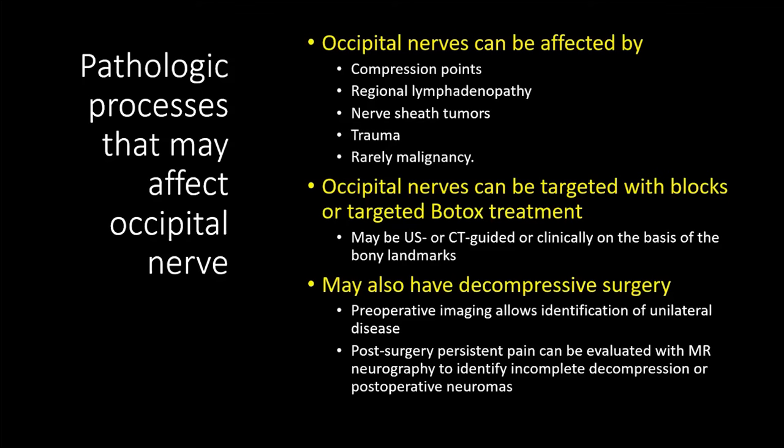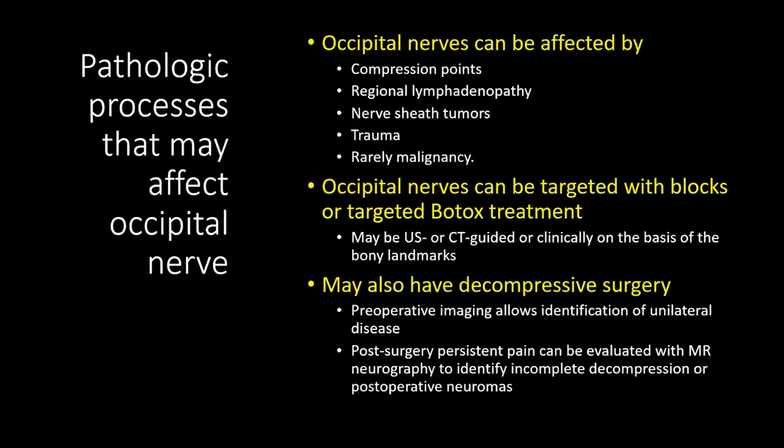The important role that MR neurography plays in these patients, because they already know they have occipital neuralgia, is being able to identify that the disease is unilateral. Because if they are going to have decompressive surgery and they only decompress one side, but it's actually a bilateral occipital neuralgia, the patient won't be helped. And it's very difficult to tell clinically if it's truly one-sided or not, because there can be a lot of referred pain to the opposite side.